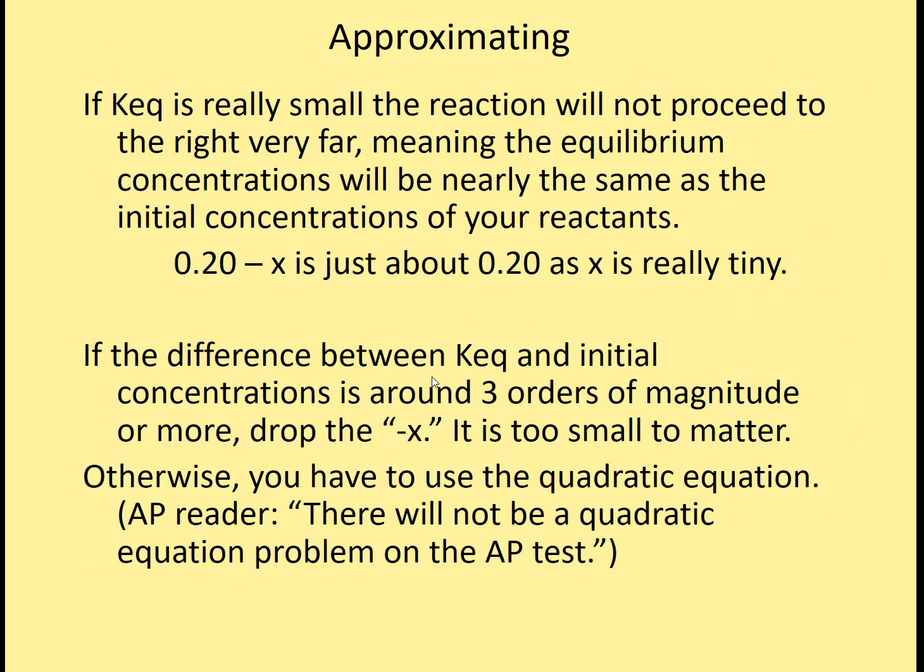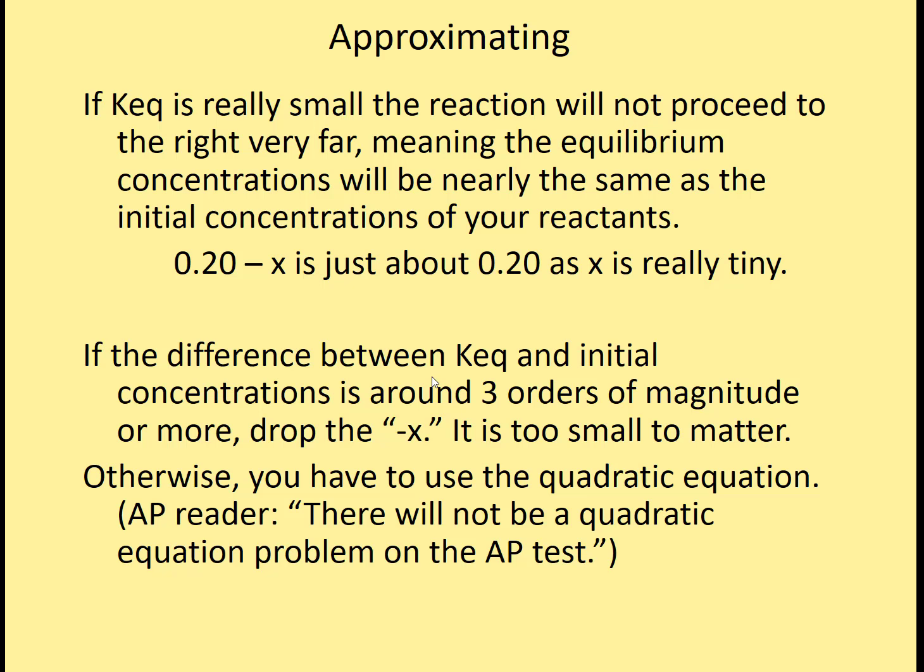All right, let's talk about approximating. So we are using the stoichiometry to take away and to add, depending on which direction it's going. Sometimes when we go to do the problem, the only way to solve it is to use the quadratic equation. I have had AP readers tell me that there will never be a quadratic equation problem on the test. And I think it's because nobody really wants to grade it. It's going to be really difficult math. And on the AP test, they more want to test your chemistry knowledge than they do your math knowledge.